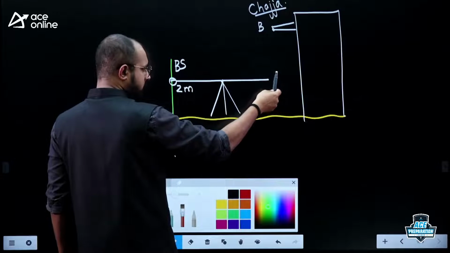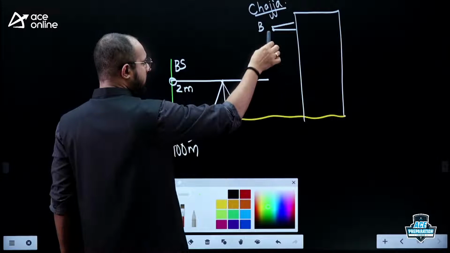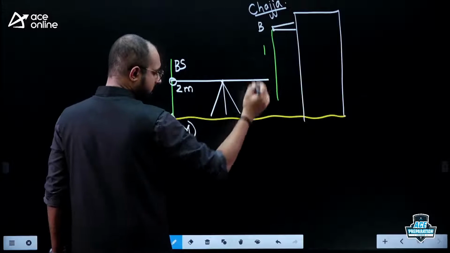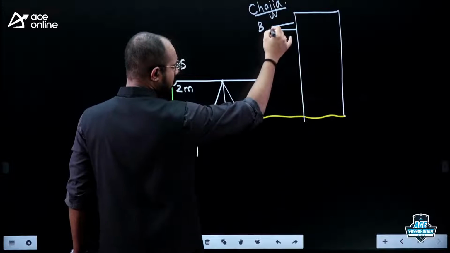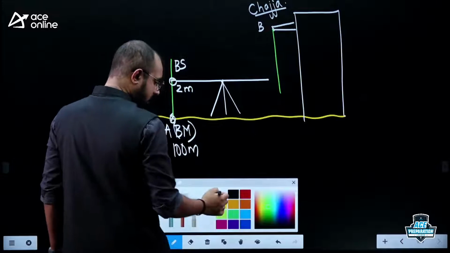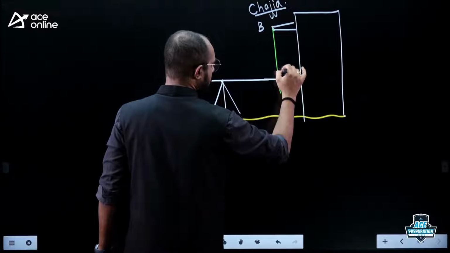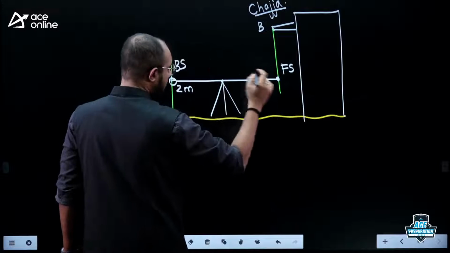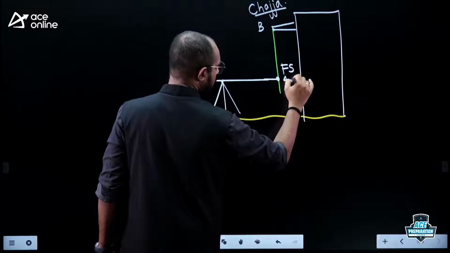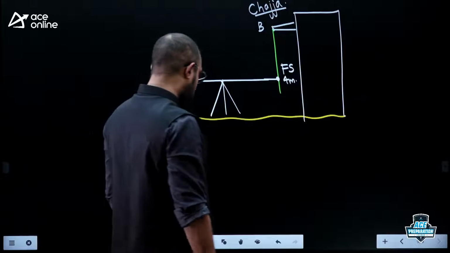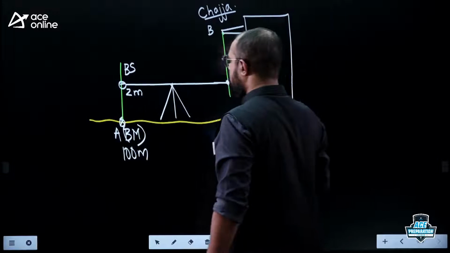Take my staff like this, hold it inverted, touch the overhead point with the foot of the staff. This is how your line of sight, the staff is going to look like. Against this particular staff, you will get a staff reading here. This is the point that I need to find out, therefore I call this the Foresight reading. Let me tell you that the Foresight reading I got is equal to 4 meters. So how do you find out the elevation of this particular point here?